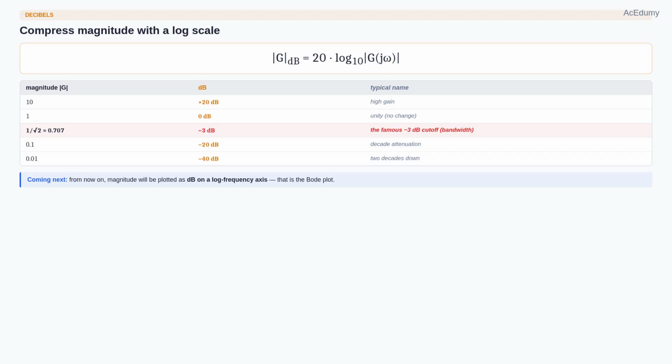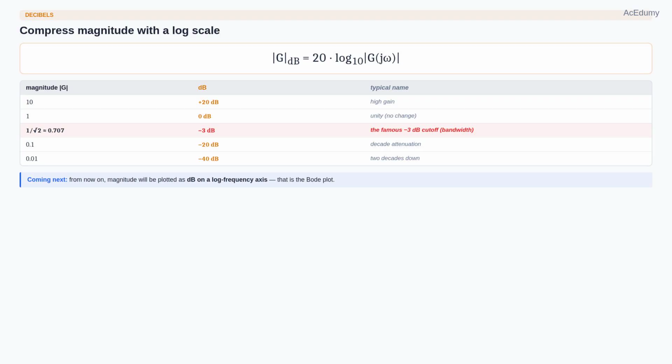One last piece: decibels. Frequency response magnitudes span many orders of magnitude. To compress the range and turn products into sums, we use a logarithmic scale. Magnitude in decibels equals 20 times log base 10 of the magnitude. A magnitude of 1 is 0 dB. A magnitude of 10 is 20 dB. A magnitude of 0.1 is minus 20 dB. A magnitude of 1 over root 2 is about minus 3 dB.